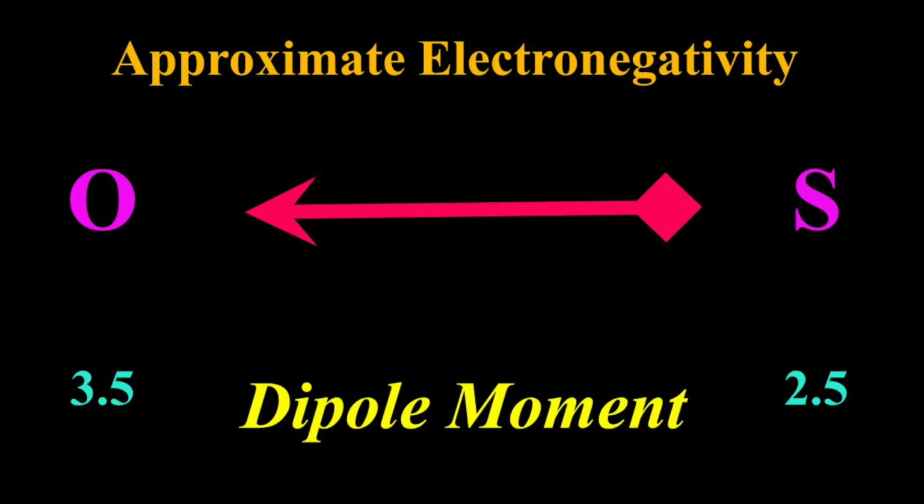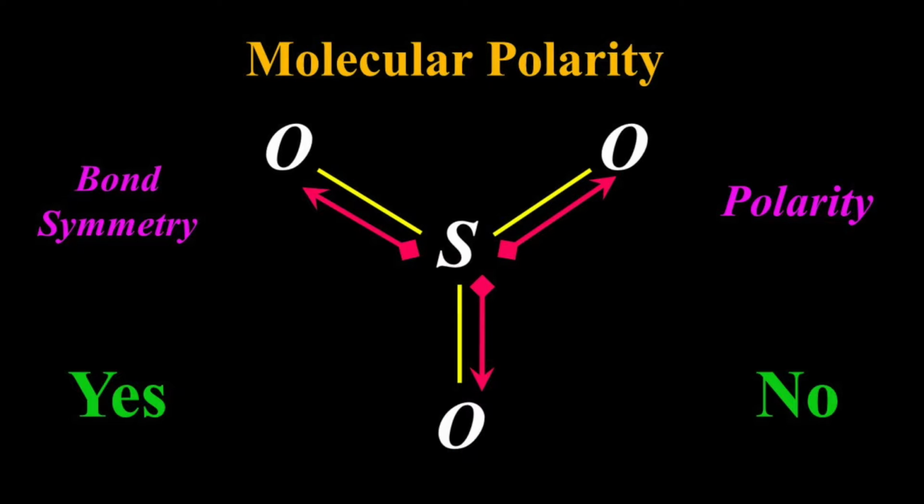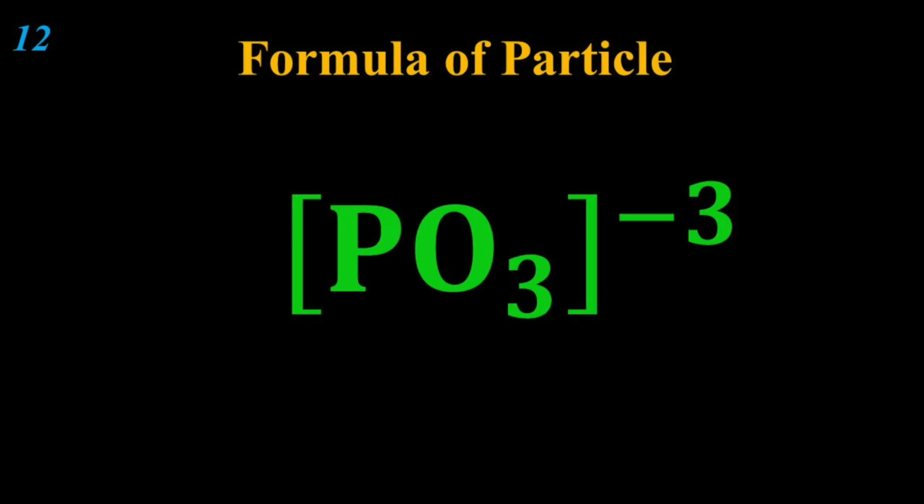Now, the dipole will be going towards the oxygen away from the sulfur because of the electronegativities. If you put in the dipoles, you'll see that they will indeed cancel. They're going away from the sulfur, but there will be bond symmetry and no polarity.